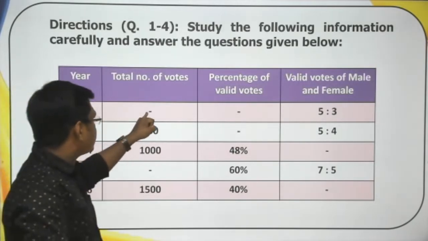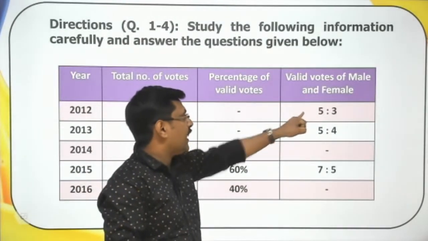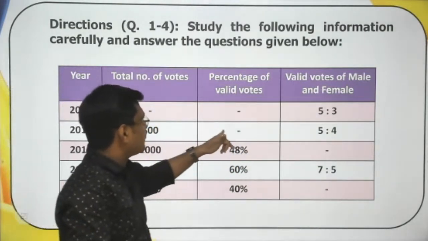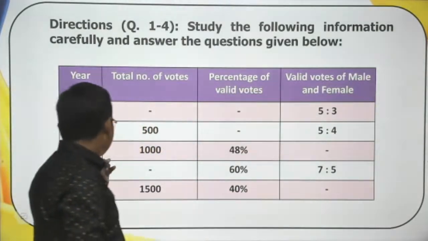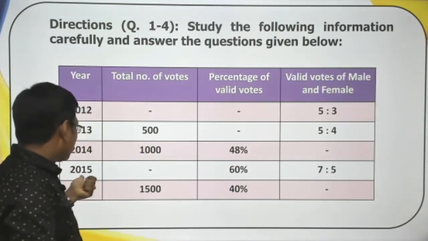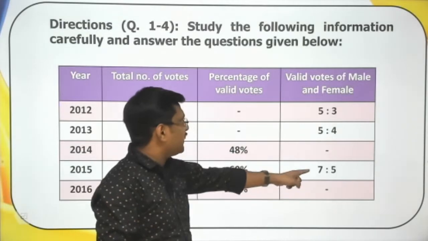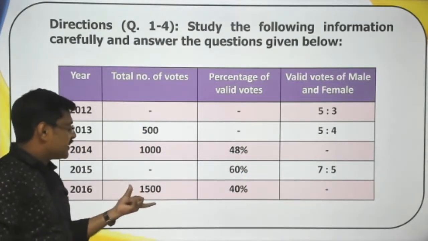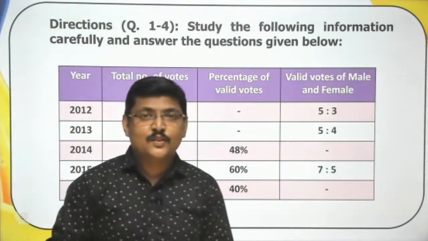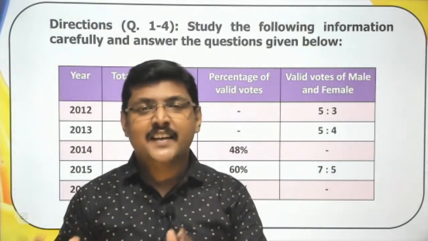After that, total number of votes, here the value is missing. Here percentage of valid vote, that value is missing, and a valid vote of male and female. So, that ratio is given. Similarly, for 2013, yes, total number of vote is given, but the percentage of valid vote is not given, ratio is given. And then for 2014, total votes and the percentage of valid vote is given, but the ratio is not given. Similar to that, 2015, yes, here total number of votes is missing, but valid vote percentage and the ratio is given. And for 2016, total number of votes is given, of course the valid vote percentage is given, and the ratio, it is unknown, that is missing. So, some values are missing in this table, right? That is why these types of data interpretation questions are called missing data interpretation. Okay.